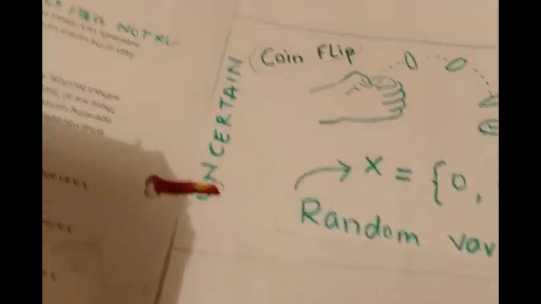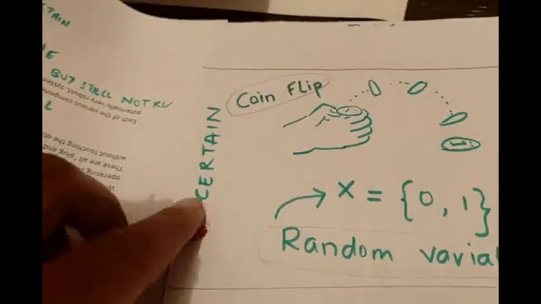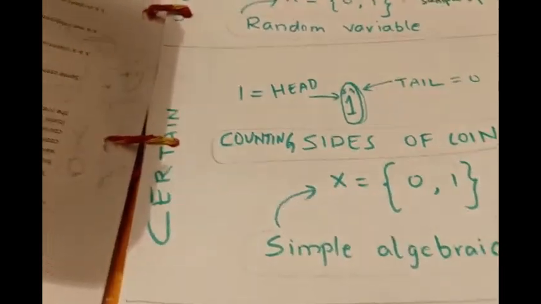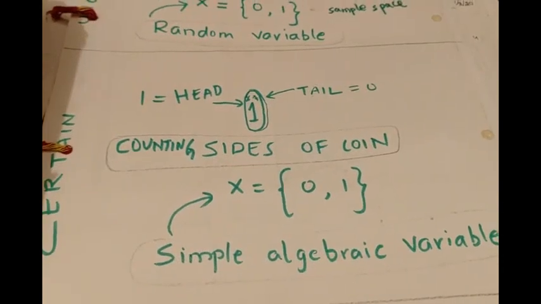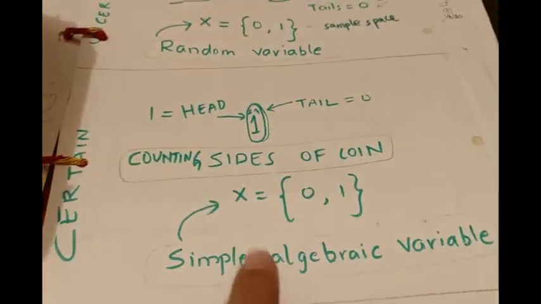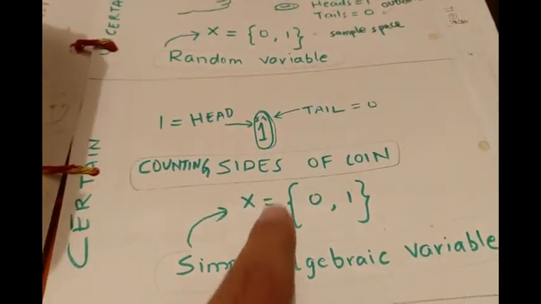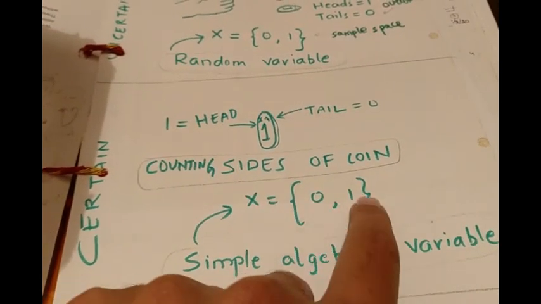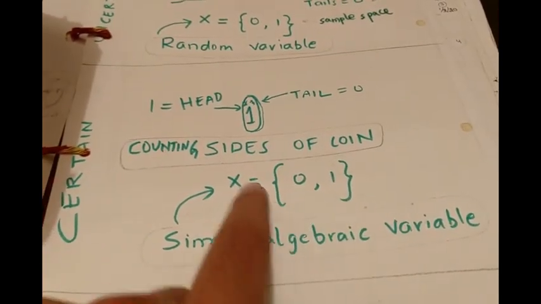Now let us see what is the difference between an uncertain event and a certain event. So basically a certain event is just counting the sides of a coin. How many sides does a coin have? It has two sides, a tail and a head. Okay, that is a simple algebraic variable.